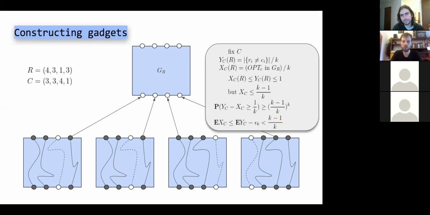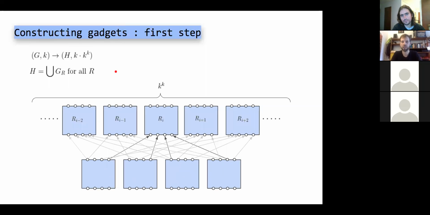Okay, but this was only a thought experiment, where we first fix the orientation in the bottom layer. So this was not a proper reduction. Let us make a proper reduction out of that.